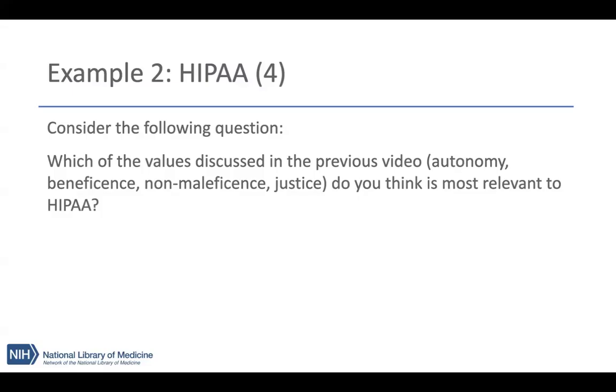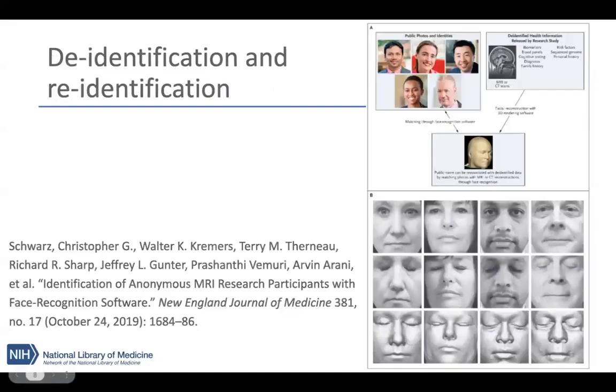I want to talk about why it is so important to tie our regulations to these values. And this is why I keep asking you this question. Let's get into an example. So this paper, Identification of Anonymous MRI Research Participants with Face Recognition Software, demonstrated that it is possible to re-identify brain MRIs that had been previously anonymized.